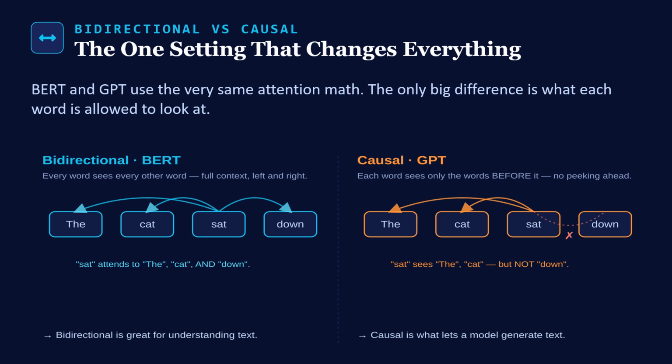On the left is BERT's way, bidirectional. Every word can see every other word, both before and after it. So the word "sat" can look at "the", "cat" and "down" all at once. Full context, great for understanding.